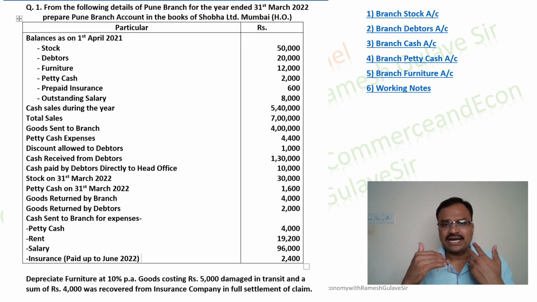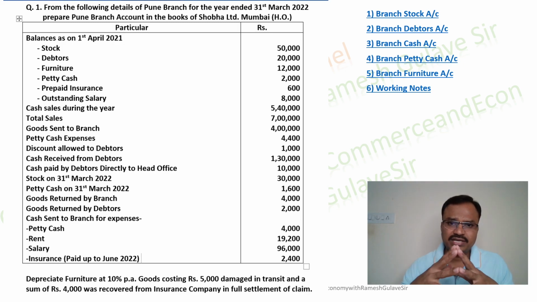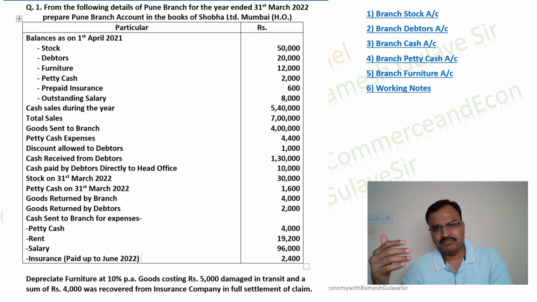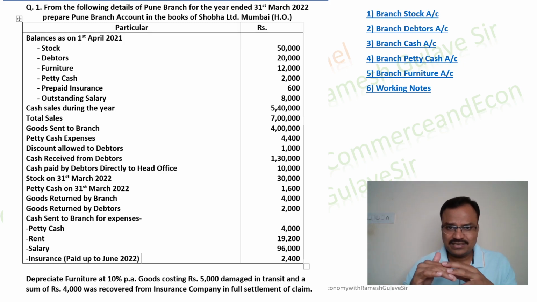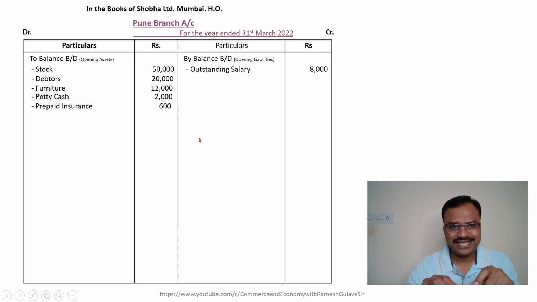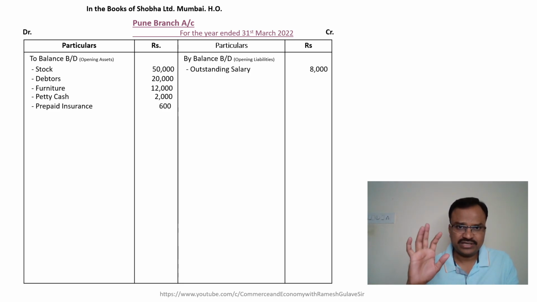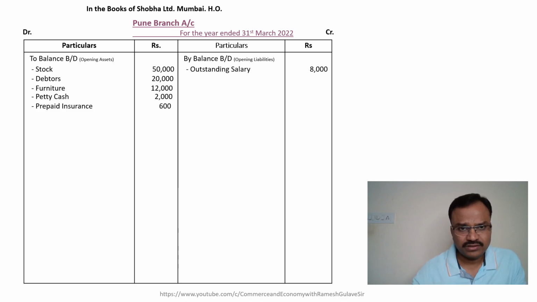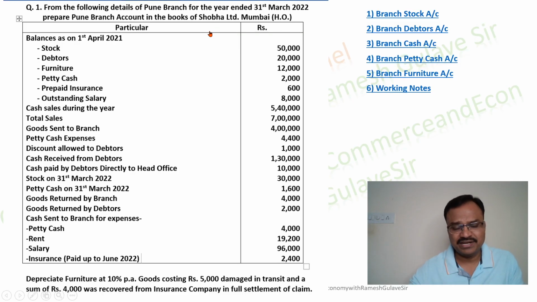So as I said, it depends on the given information which account is to be prepared in this method, because the profit or loss of the branch is decided in the branch account itself. If the information is not available related to a specific point, then we have to prepare that specific account in order to find out that missing information.